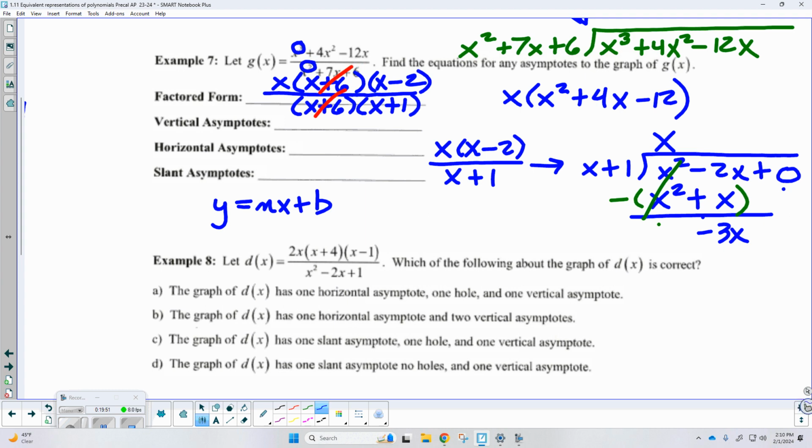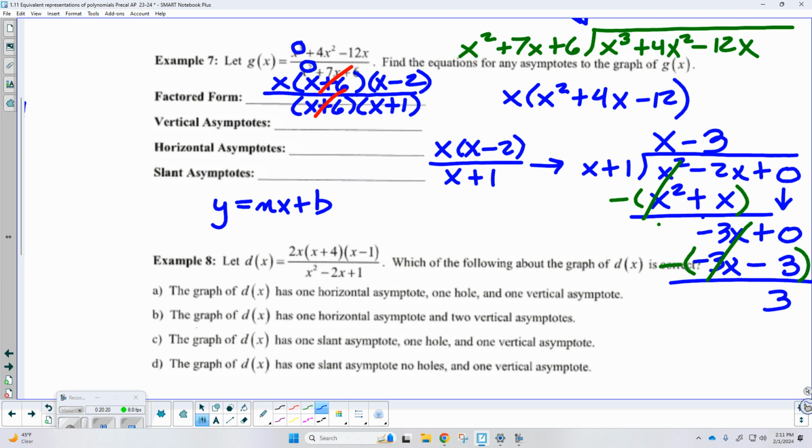All right, so in this case here, I'm just going to go ahead and do this one more time. Bring down that plus 0. X times what is a negative 3x? Minus 3. Okay, negative 3 times x. Then we have negative 3 times 1. Go ahead and subtract that. And it looks like I have a remainder of 3.